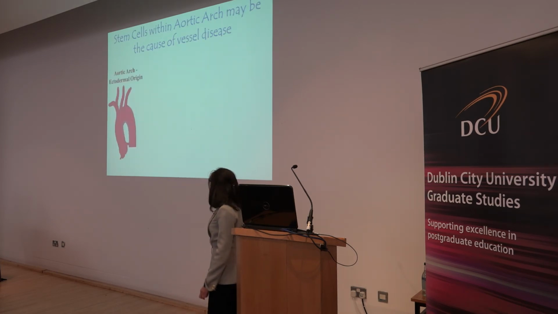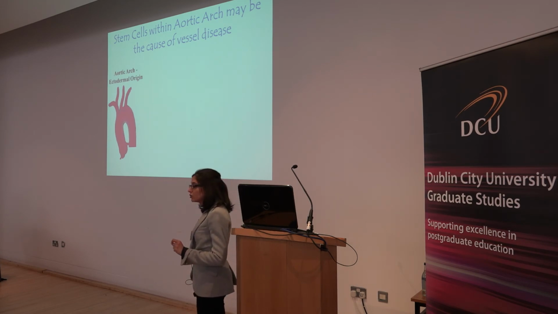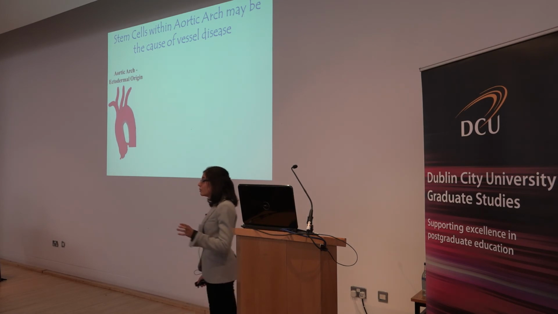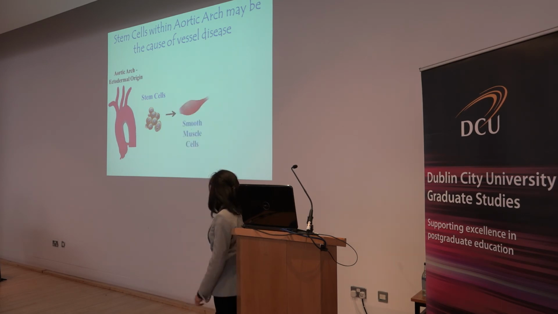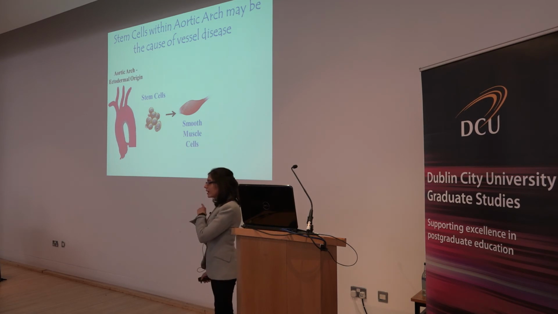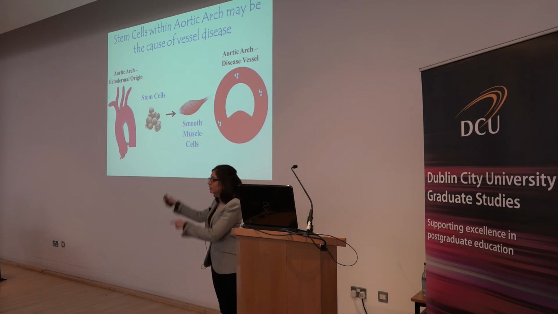So to recall, the top part of the aorta is highly susceptible to vessel disease. It comes from the endodermal layer of that embryo. Stem cells are in that wall of smooth muscle cells. We believe that they are the source of the smooth muscle cells found in that blockage. So actually, that blockage formed from those stem cells found in that piece of aorta.